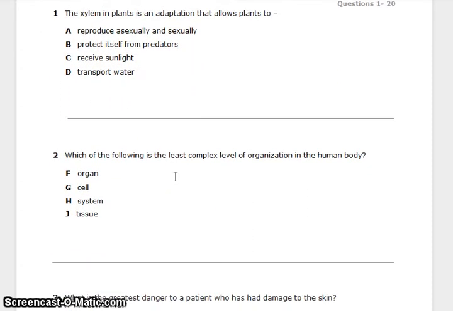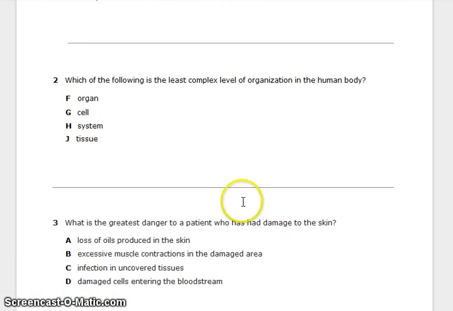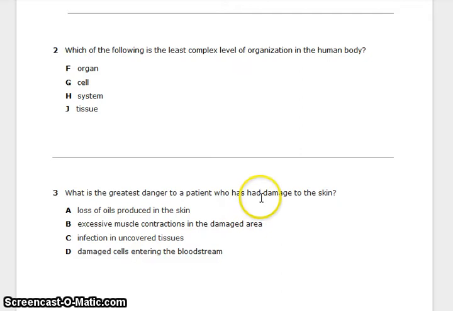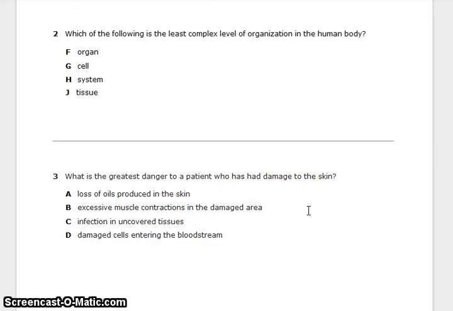2. Which of the following is the least complex level of organization in the human body? F. Organ. G. Cell. H. System. J. Tissue.